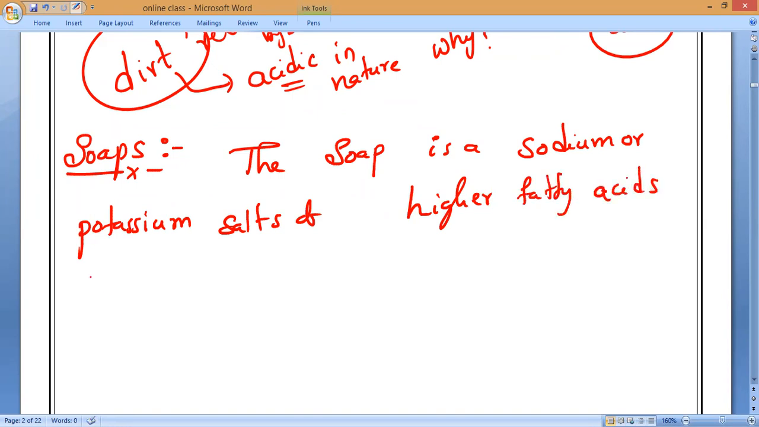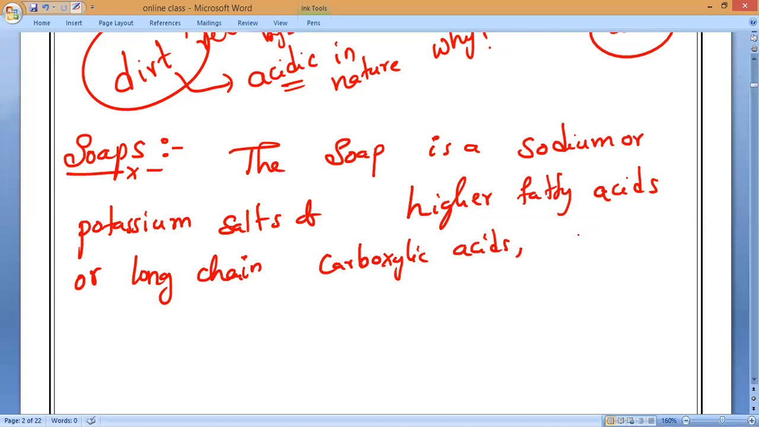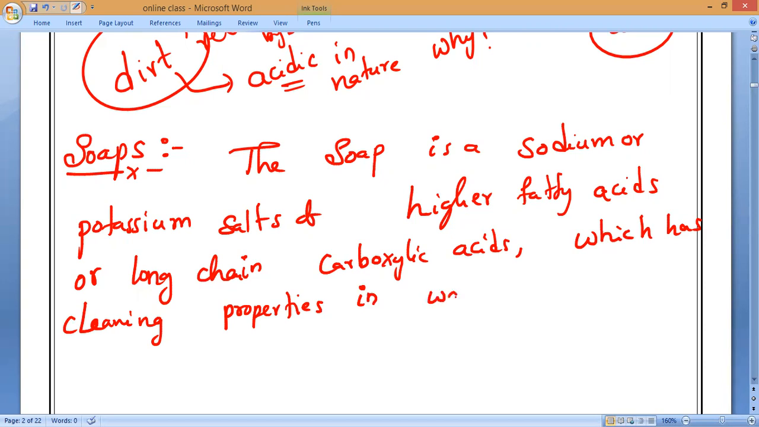Higher fatty acids. Higher fatty acids means what, guys? Long chain carboxylic acids, which have cleansing properties. Cleansing properties with whom, guys? Where will it be working? Water. So that is what is called soap.